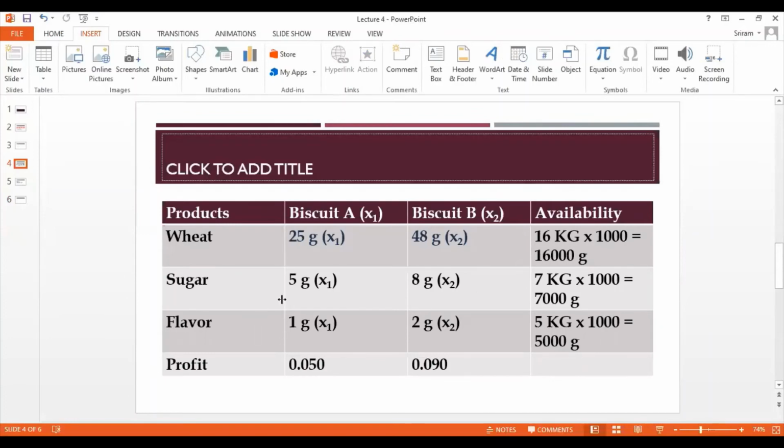For sugar, 5x1 plus 8x2 less than or equal to 7,000. The same thing we are going to do for the next one.